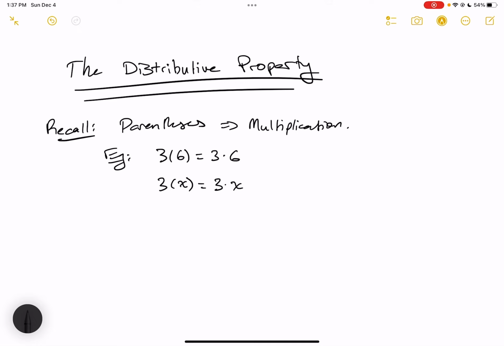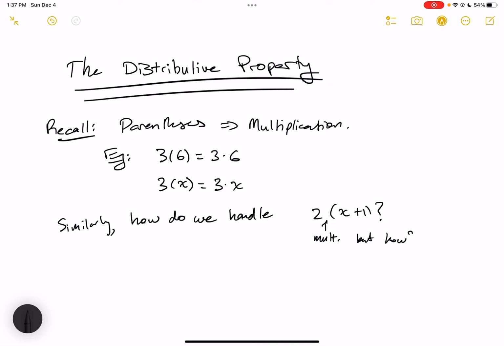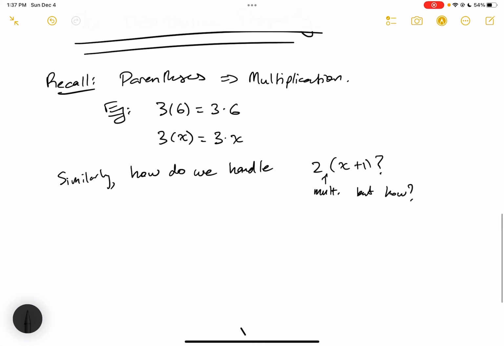But what happens when we have a whole expression in parentheses? So similarly, how do we handle something like, say, 2, open up your parentheses, x plus 1? What does this equal? Well, we know that the 2 is outside, so this is kind of like its multiplication, right? But how? Well, that brings us to something called the distributive property. So enter the distributive property.